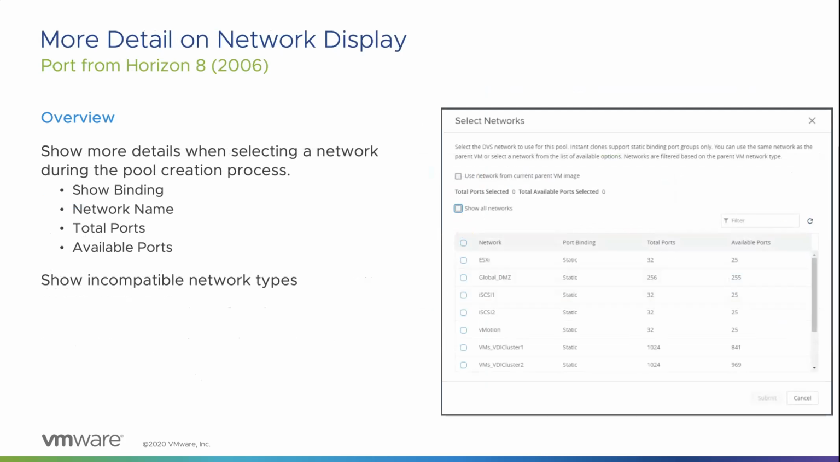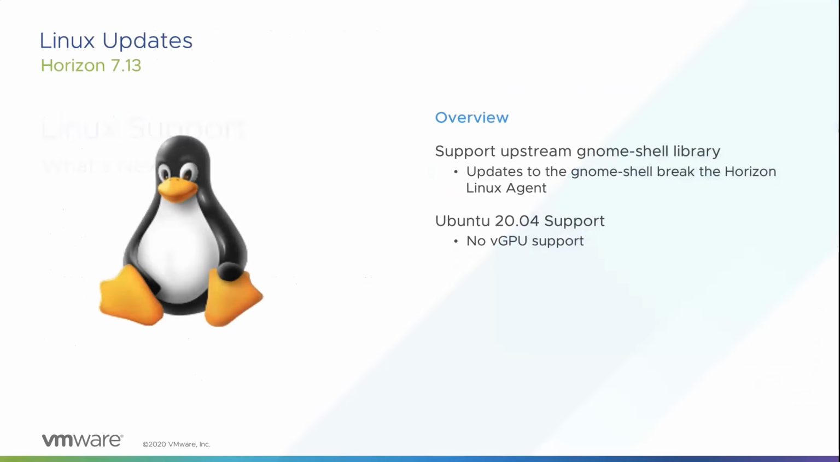Network display detail. When we look at Linux support, now there is support for the upstream GNOME shell library. The reason they did this is that when updates would get pushed down, they would essentially squash the GNOME shell that came with the Horizon Linux agent. Customers wanted to be able to update to the latest GNOME shell for security reasons, and now we respect that and use the upstream library rather than one that's built into the operating system.